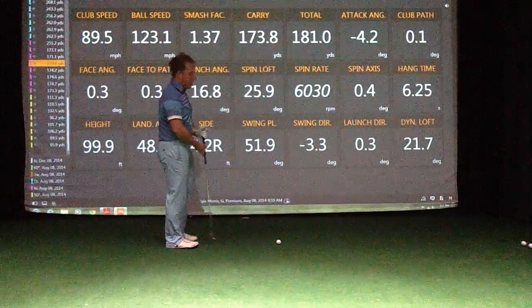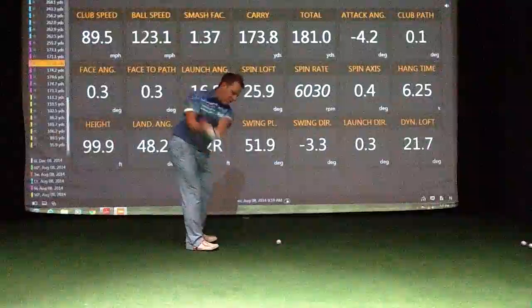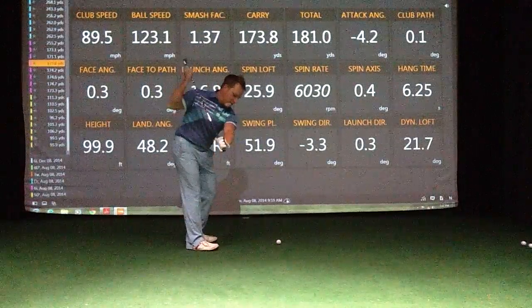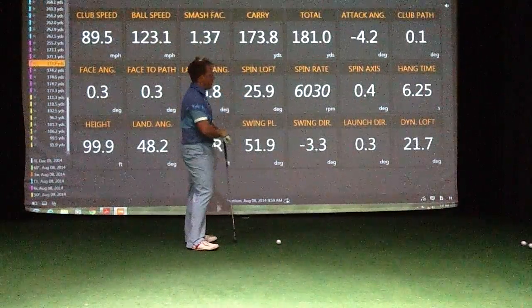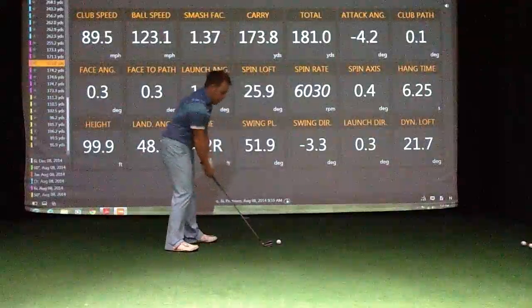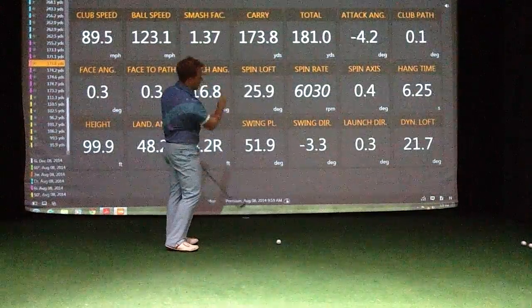The attack angle is how steeply that player is swinging down on the golf ball. So the steeper they swing it, the more negative that number will be. And hopefully with a driver, they're swinging up on it, so that number is going to be positive.